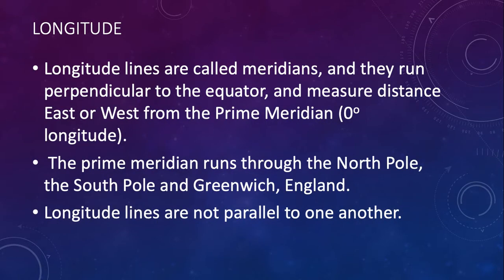Longitude lines are called meridians, and they run perpendicular to the equator, and they measure distance east or west from the prime meridian, which is 0 degrees longitude. The prime meridian runs through the North Pole, the South Pole, and Greenwich, England.